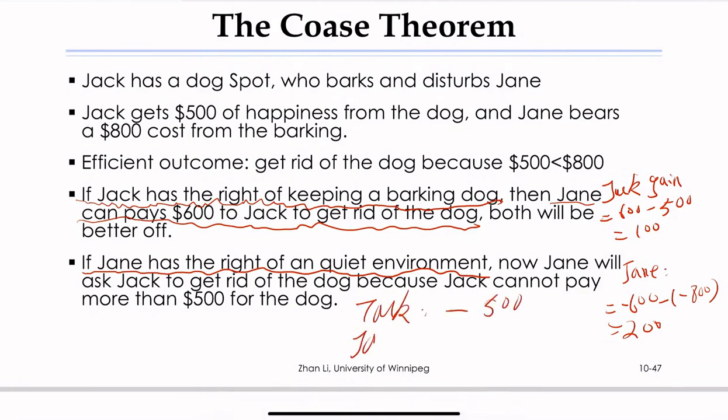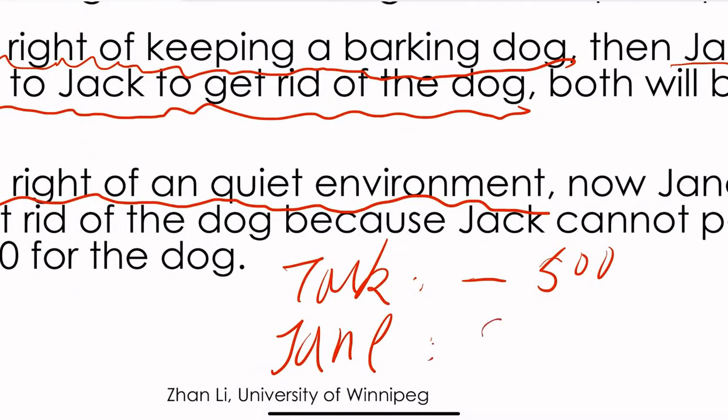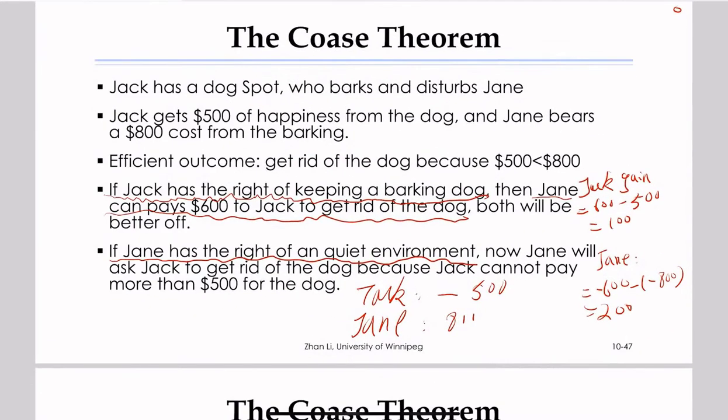What is Jane's gain? Right? Jane will gain $800, right? Because Jane does not bear this 800 cost from the barking after getting rid of the dog. So you can see that there is a net gain of $300. Again, the important thing is, in the second case, still through bargaining, right? Jane and Jack can achieve this efficient outcome.